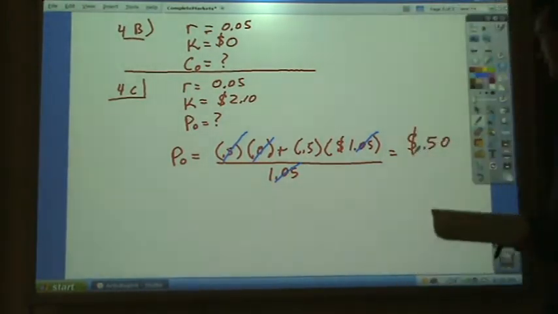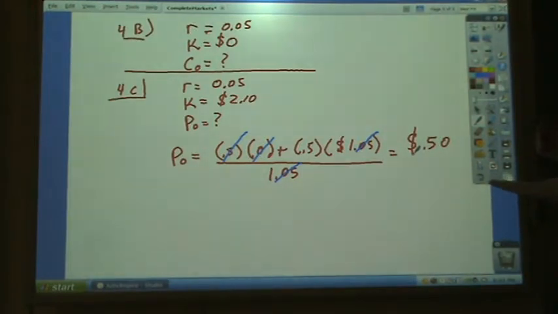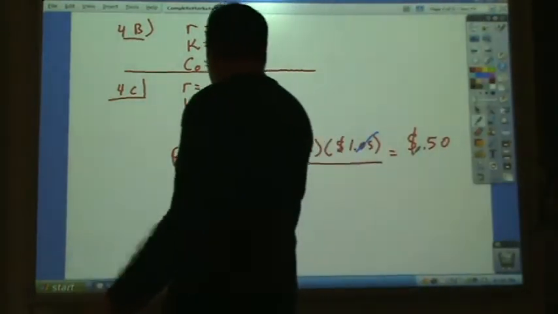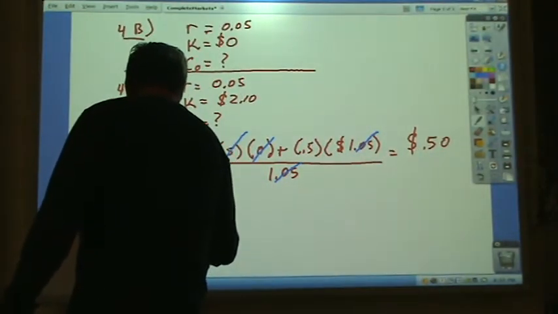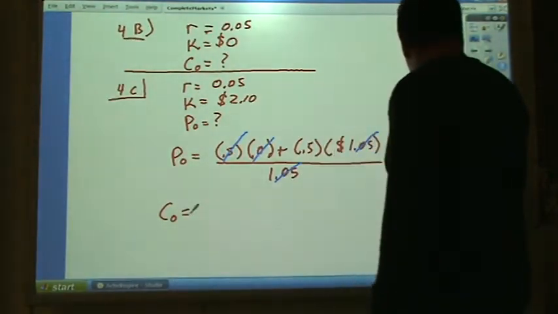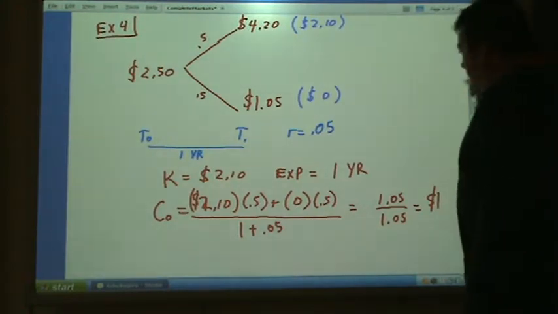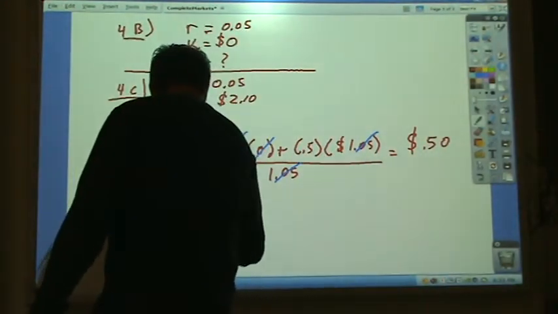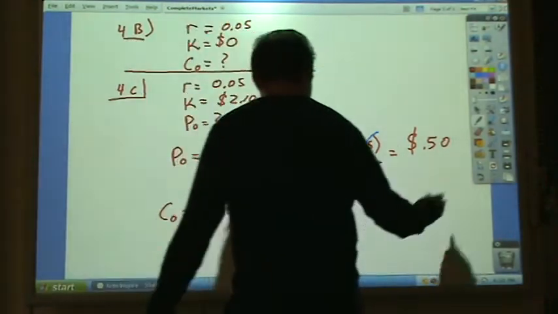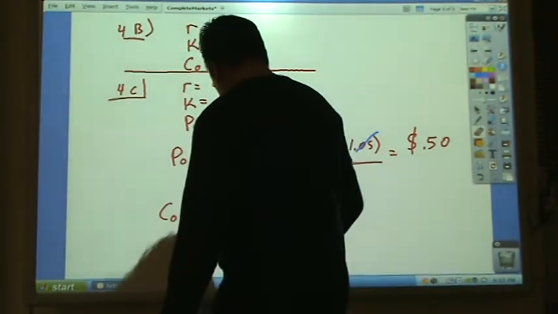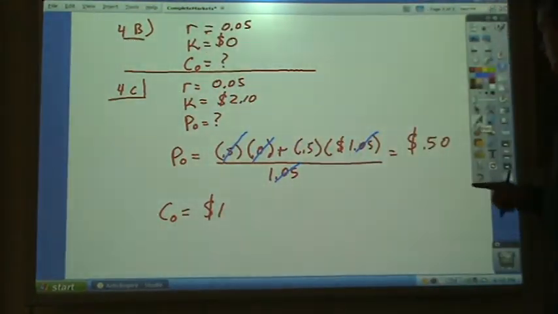We get 50 cents. So the put option would cost 50 cents today. And what would the corresponding call be for the same price? We said that before. That was what? The call was $1. Okay. So the call was $1 and the corresponding put was 50 cents.